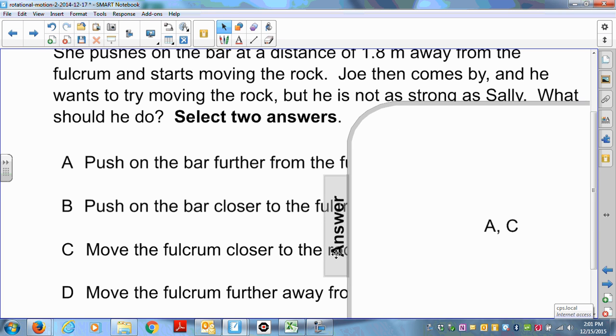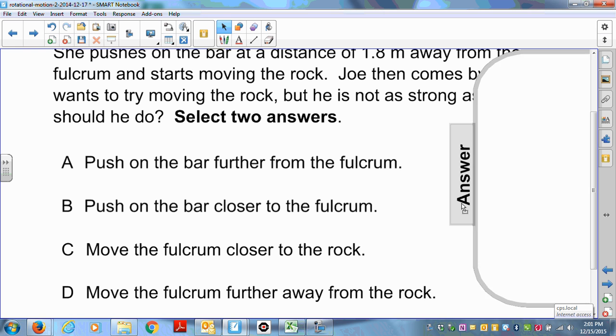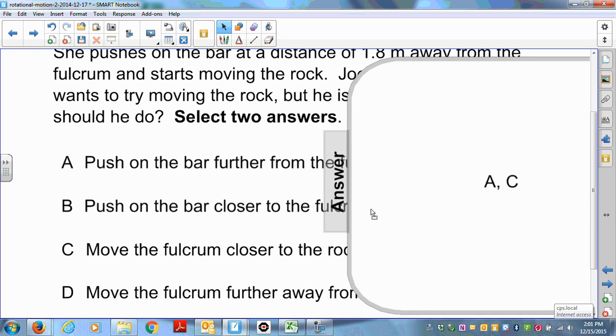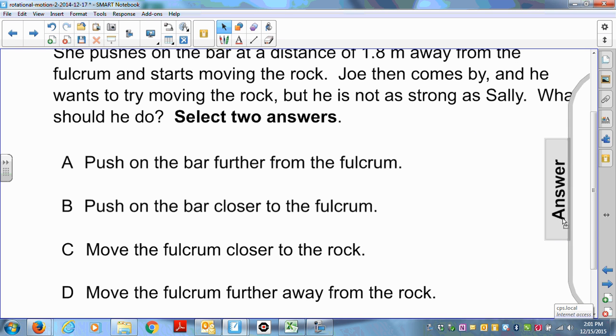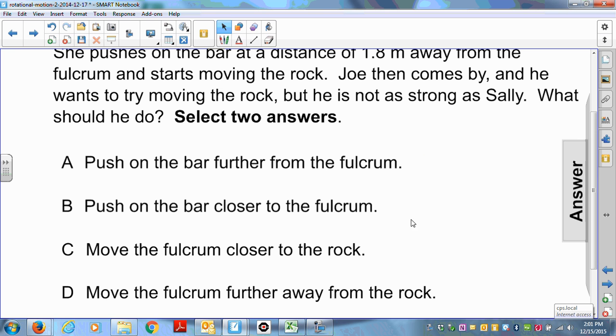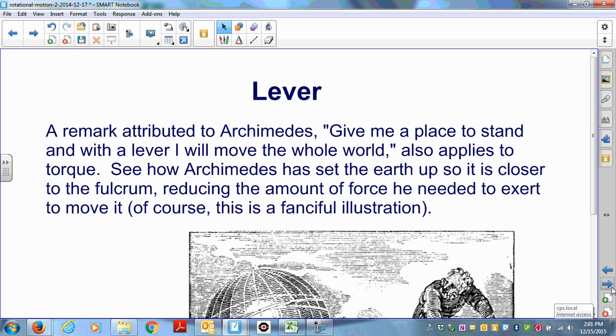Okay, so here are your answers. He should push the bar farther from the fulcrum, and C, move the fulcrum closer to the rock. Okay, those are his 2 options. Okay, so let's go ahead and talk about levers in the next video.